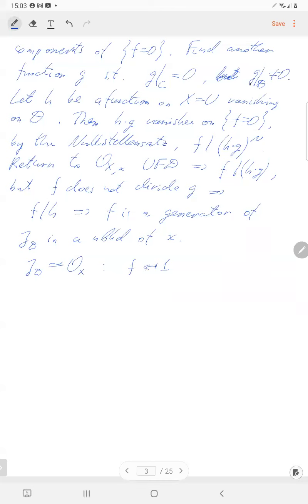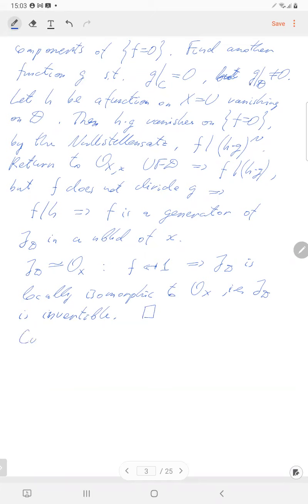Okay, so we proved that JD is locally isomorphic to OX. That is, JD is invertible. Okay, and this was some big part of the proof, but only 1/2 of what we need, but still very important 1/2. And now let me give an example, or maybe rather counterexample.